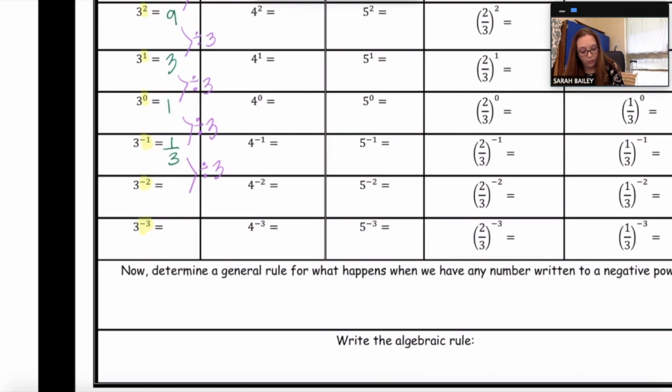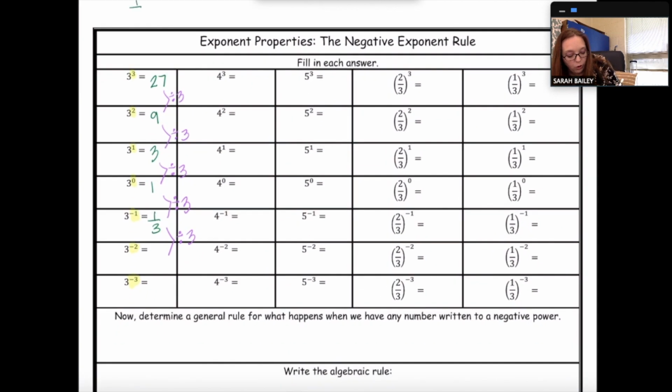And you might have forgotten, when you are dividing with fractions, your teacher might have told you a trick. They might have told you keep, change, and then flip. 1/3 divided by 3 is the same as 1/3 times 1/3, which is 1/9. So this is going to be 1/9. And then to figure out 3 to the negative 3rd power, we're going to divide by 3 again.